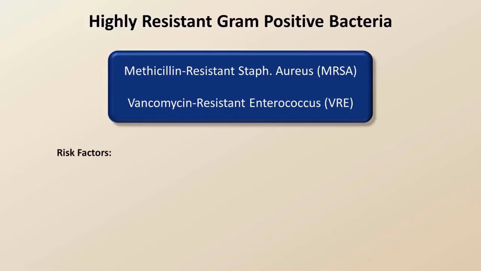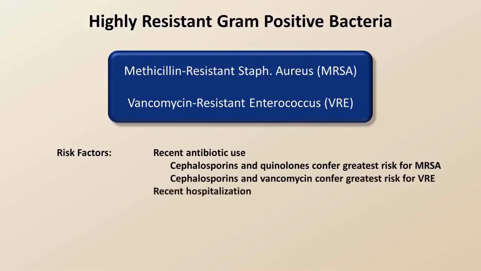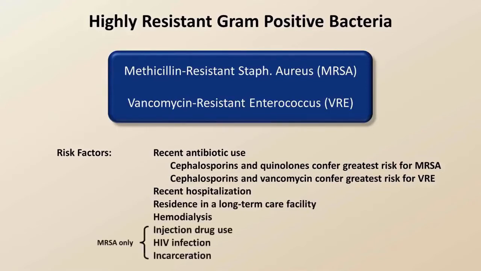As you might expect, the most significant is recent antibiotic use, with cephalosporins and quinolones conferring the greatest risk for MRSA, and cephalosporins and vancomycin conferring the greatest risk for VRE. Other common risk factors are recent hospitalization, residence in a long-term care facility, and hemodialysis. Additional risk factors for MRSA only are injection drug use, HIV infection, and incarceration.